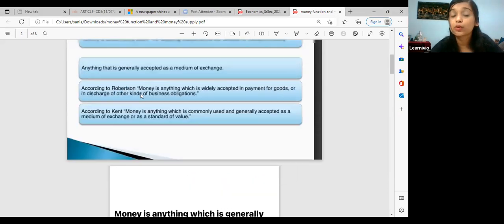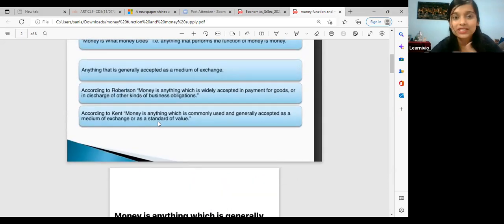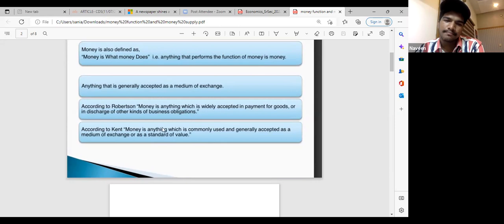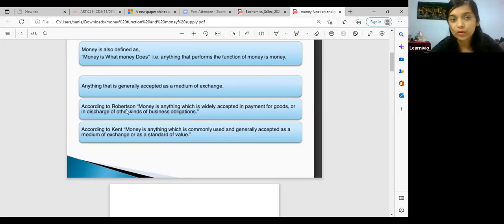Kent made his definition in such a way that it is very much similar to the meaning. So he told, money is anything which is generally accepted or commonly used as medium of exchange or a standard of deferred value. Clear about the definition? Yes. So you can write any one. If you want to write Robertson, you can write Robertson.